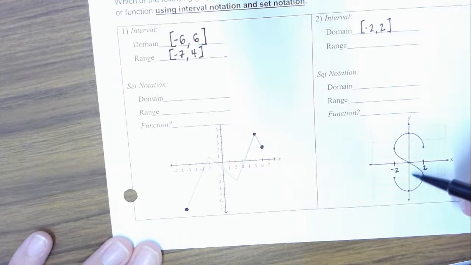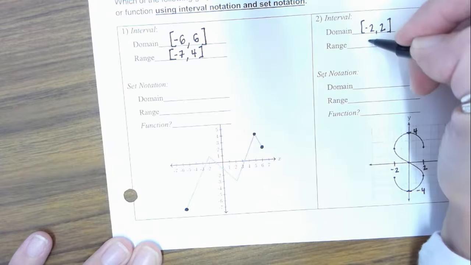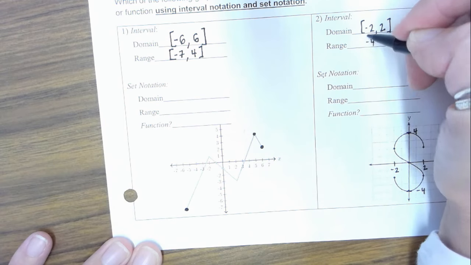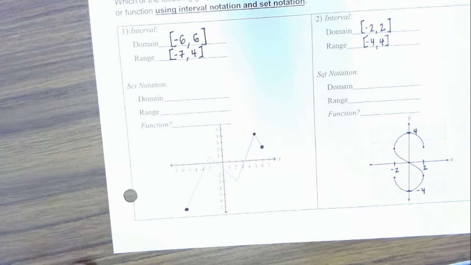And then the range, looks like my lowest y value here is -4, and it looks like my highest y value here is +4. And again, these are both included. So I'm going to write the range as -4 to +4. All right, so that is kind of the deal with the interval notation. I'll turn over and look at the examples afterwards.